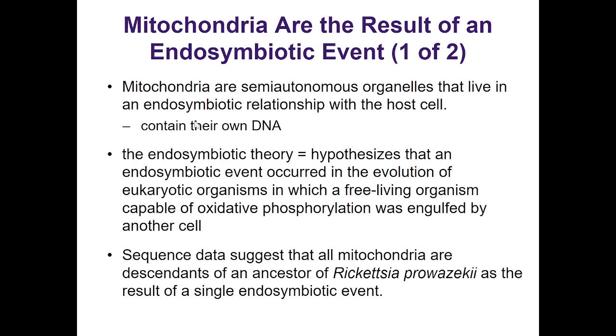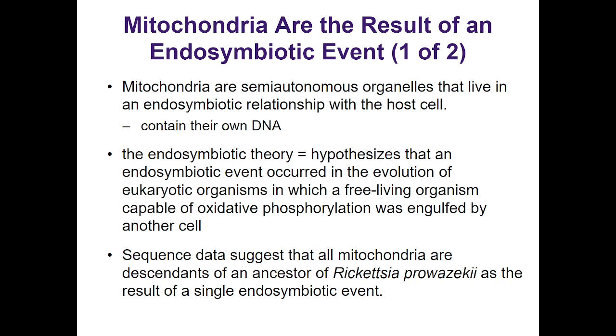They contain their own DNA. They probably were their own organism, but they are so integrated now that they're endosymbiotic. They're symbiotic to an incredible degree with us. And they actually dictate many things about what we think of as our own lives. The endosymbiotic theory is the hypothesis that an endosymbiotic event occurred in the evolution of eukaryotic organisms, in which a free-living organism capable of oxidative phosphorylation was engulfed by another cell, survived, and kept reproducing with that other cell, and is now tightly incorporated in almost every aspect.